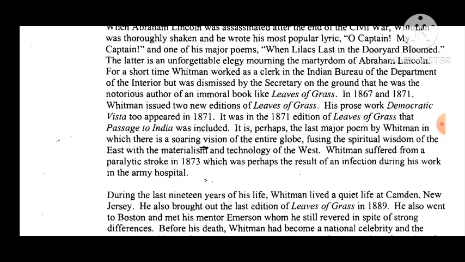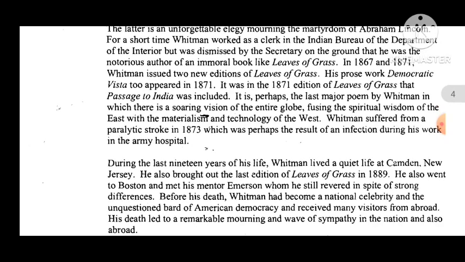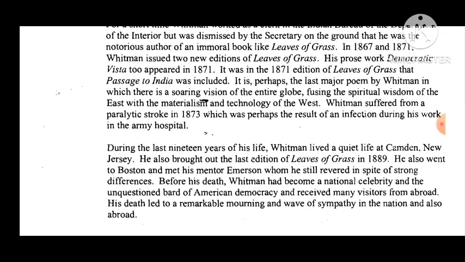For a short time, Whitman worked as a clerk in the Indian Bureau of the Department of the Interior, but was dismissed by the Secretary on the ground that he was the notorious author of an immoral book like Leaves of Grass. In 1867 and 1871, Whitman issued two new editions of Leaves of Grass. His prose work Democratic Vistas appeared in 1871.